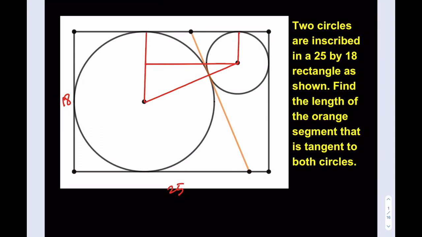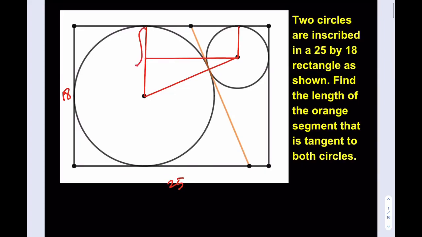Okay, so since the height of this rectangle is 18, I can safely say that the radius of the larger circle is going to be 9. And if you call this one the smaller radius r, then I'm going to get r here and 9 minus r here. This is going to be 9 and this is going to be r. And I'll be getting a right triangle here whose hypotenuse is 9 plus r. And the height would be 9 minus r.